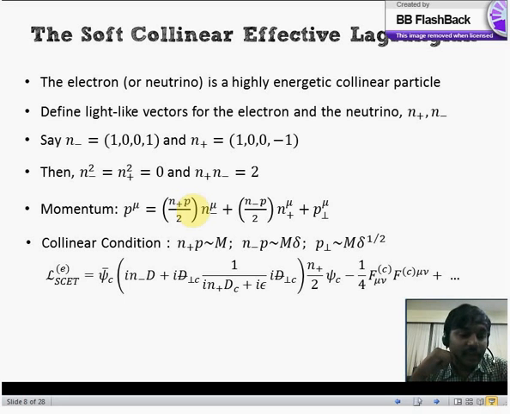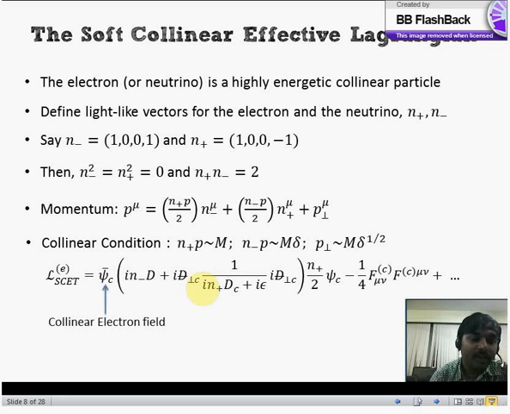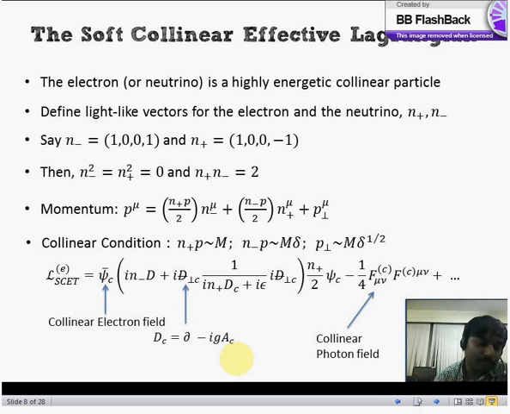So we can then write down the soft collinear effective Lagrangian, and this is something which we are all familiar with. Here the derivatives are the covariant derivatives with respect to the collinear fields. Here you have the collinear electron field, here you have the collinear covariant derivative, where the A which appears is the collinear photonic field. You have the collinear photonic field kinetic term, and that is the soft collinear effective Lagrangian.